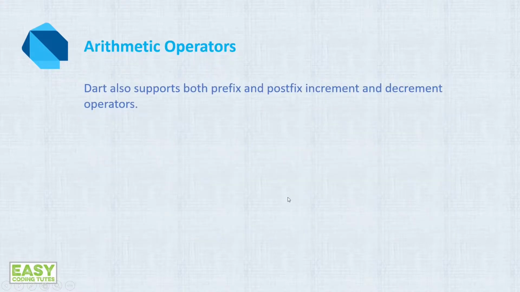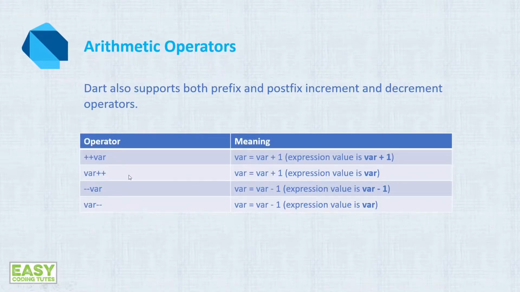Dart also supports both prefix and postfix increment and decrement operators. So let's see those also in this table. So here we have operators and their meaning. Here plus plus var is pre-increment of the var variable. So its meaning is var is equal to var plus 1, and the expression value is var plus 1.